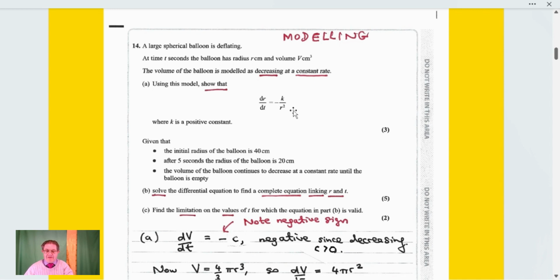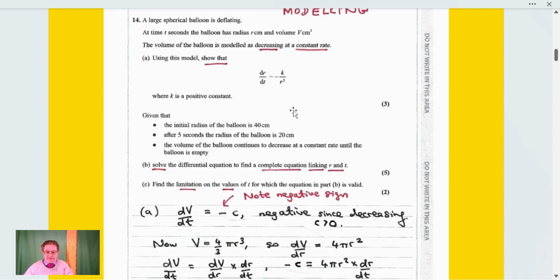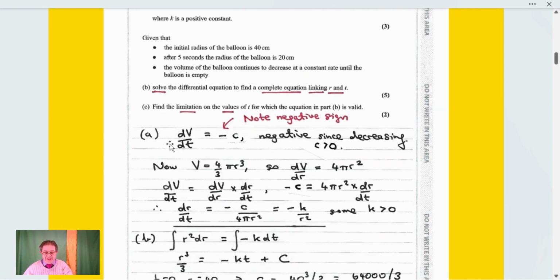This sort of question has three related variables, here volume, radius, and time, and we need to use the chain rule to link them together. So we're given some information. We're told that the volume is decreasing at a constant rate. In other words, dV/dt equals minus c. dV/dt is the rate of increase. It's actually a decrease, so it must equal a negative number. So I've put it as minus c, where c is a constant.